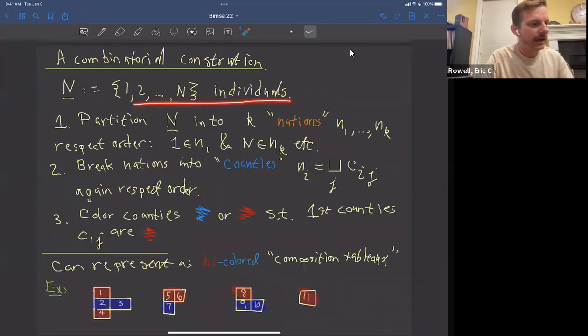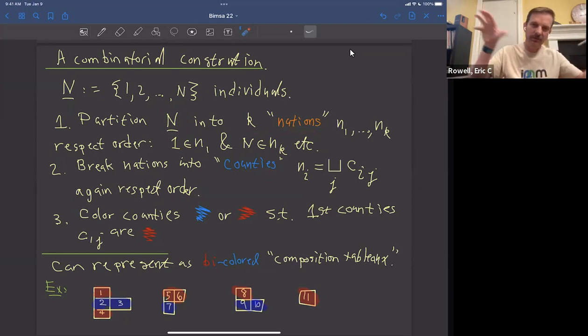Here's what we do. We start with a set of n things, 1 through n, which we'll call individuals, like people. The first thing we're going to do is partition this collection of people into k nations. So we divide all the people into nations, and just to avoid extra ambiguity, we have k nations, n1 through nk, and it turns out we can require that when you partition it, it respects the order.